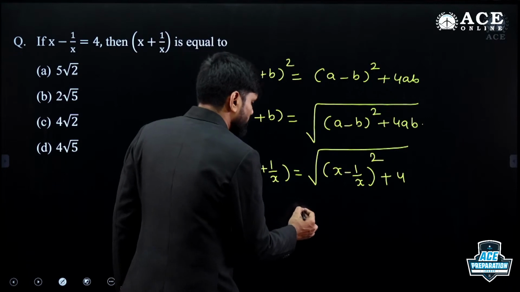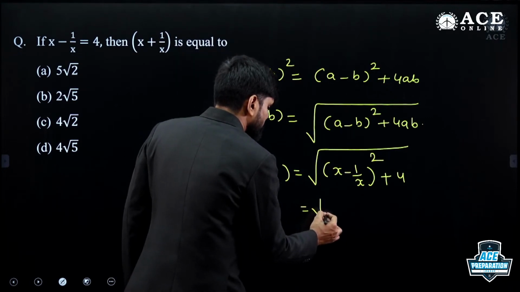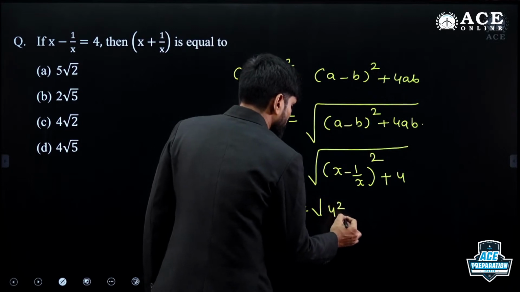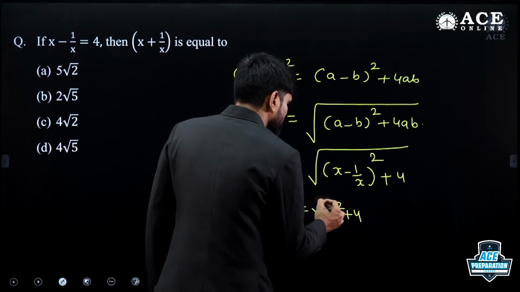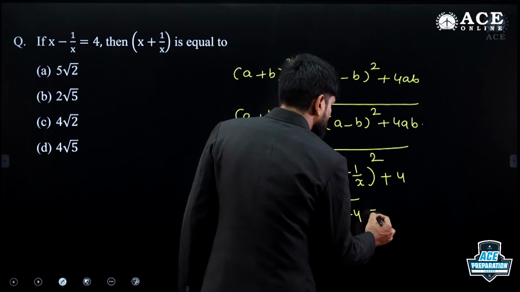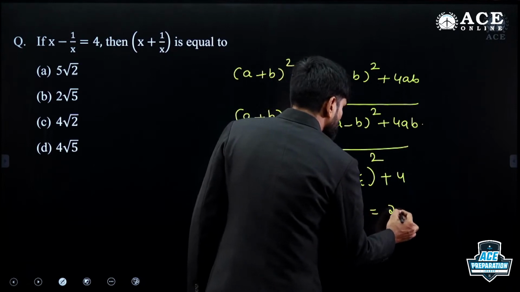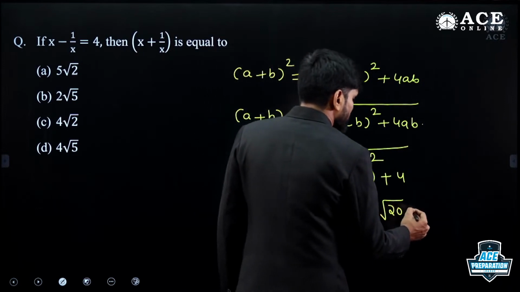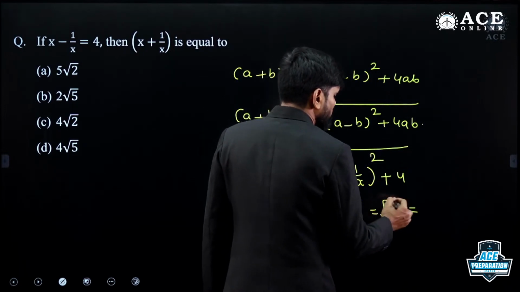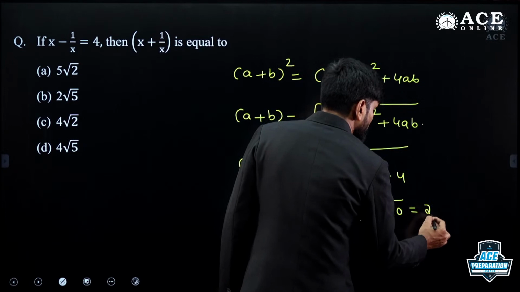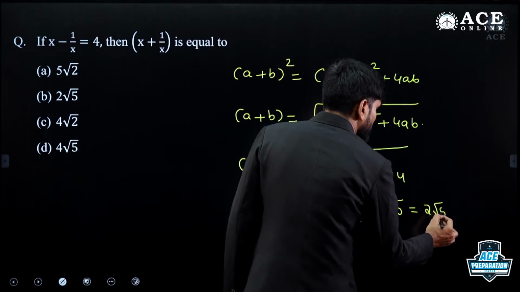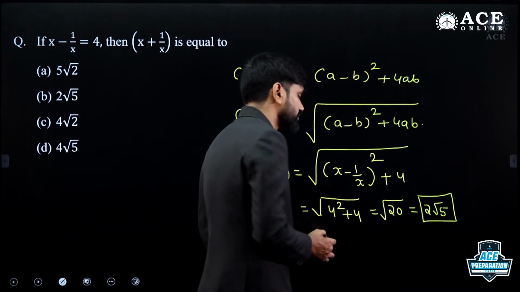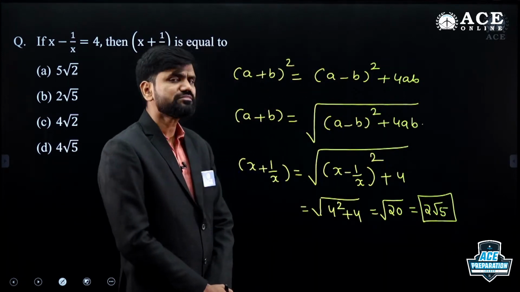So this gives you x minus 1 by x is nothing but 4, that is mentioned in the problem. So this will be 4 square plus 4. That's coming out to be 16 plus 4, 20. So square root of 20 is what I want. If you take 20 as 4 into 5, 4 out, square root of 4 will be 2. So that will be 2 into root 5. Hence your answer should be 2 into root 5.